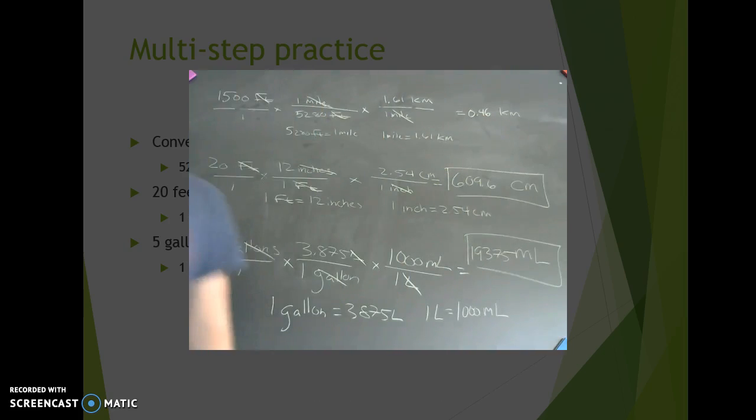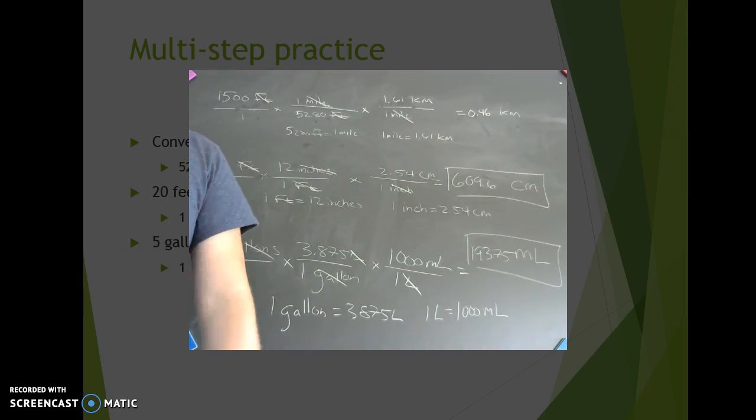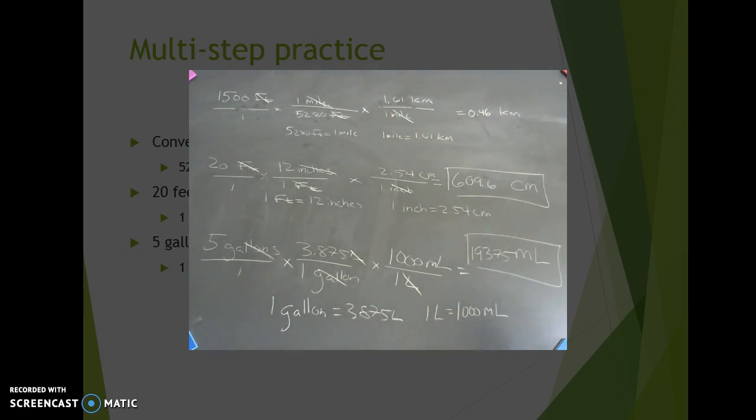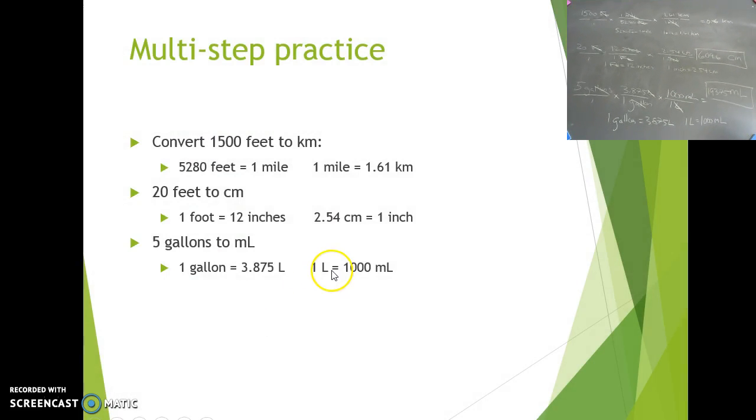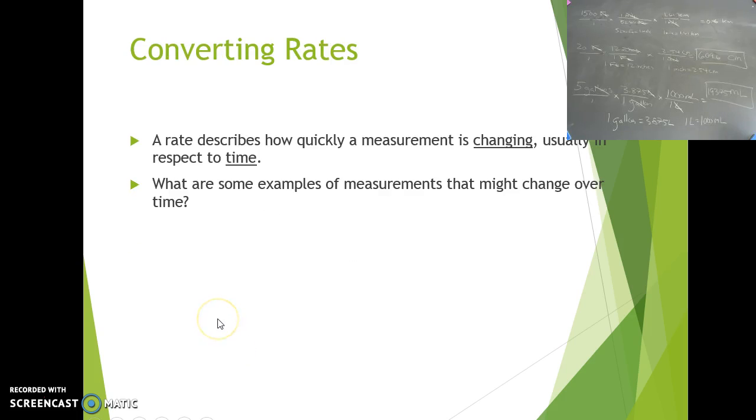All right. So we have one more type of factor label conversion to look at, and that is rates. So let's take a look at some rates we have to try to figure out how to convert. All right. A rate describes how quickly a measurement is changing, usually with respect to time. Some examples of rates might be miles per hour, meters per second, kilometers per hour, and you can see rates describing any kind of change in distance, height, volume, or mass, but you usually see it mostly with distances, especially in physics.